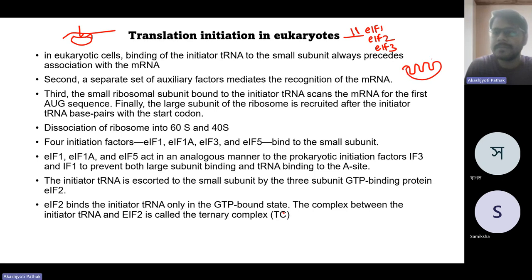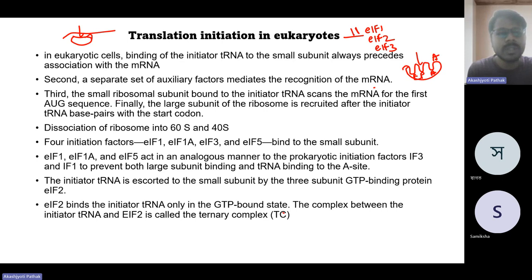So if this is your ribosome, with the A site, P site, and E site, first the initiator tRNA will be recruited at the P site, and then there will be other initiation factors which will be required for recruiting the mRNA onto the ribosome. Okay, so that is what is written. Second, a separate set of auxiliary factors mediate the recognition of the mRNA. So there are other factors required for the recognition of mRNA by the ribosome.